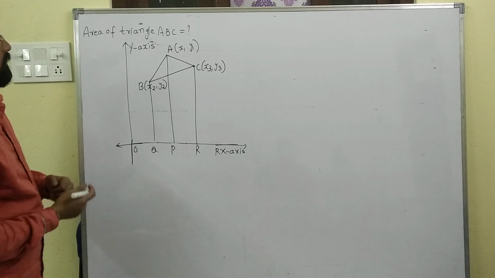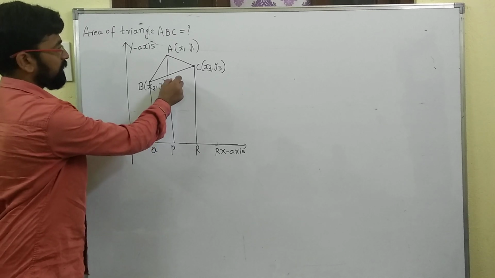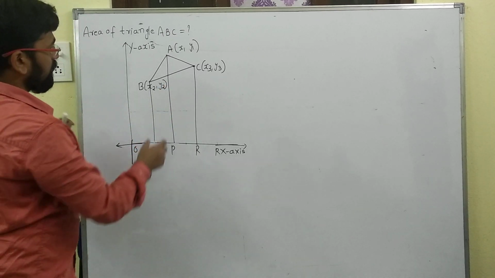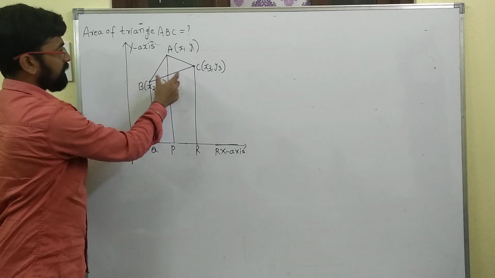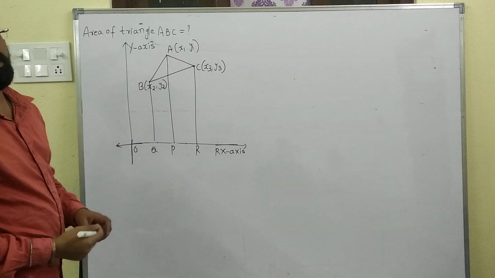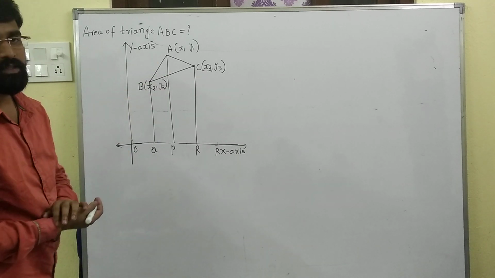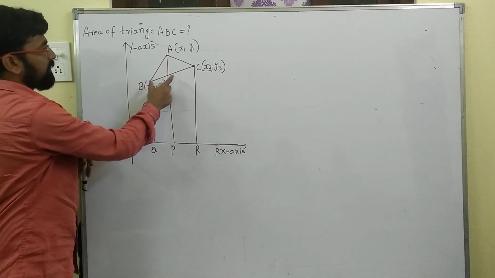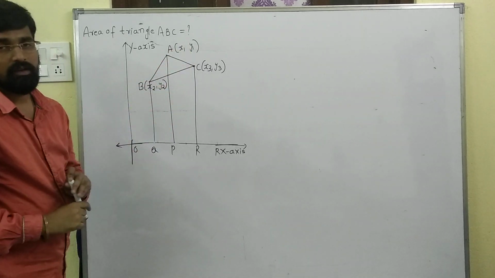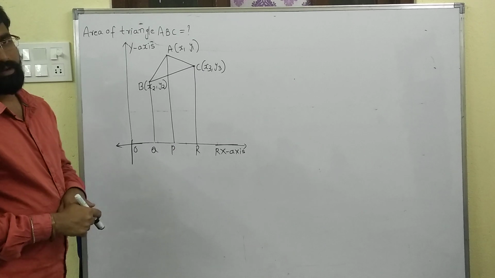Already we know that we can get it using Heron's formula, if they give us the sides. If they give the AB side, BC side, and AC side, we can apply Heron's formula. But here they have given the points A, B, C, but not the distance between AB, distance between BC, distance between CA. Then how are we going to find the area of the triangle?